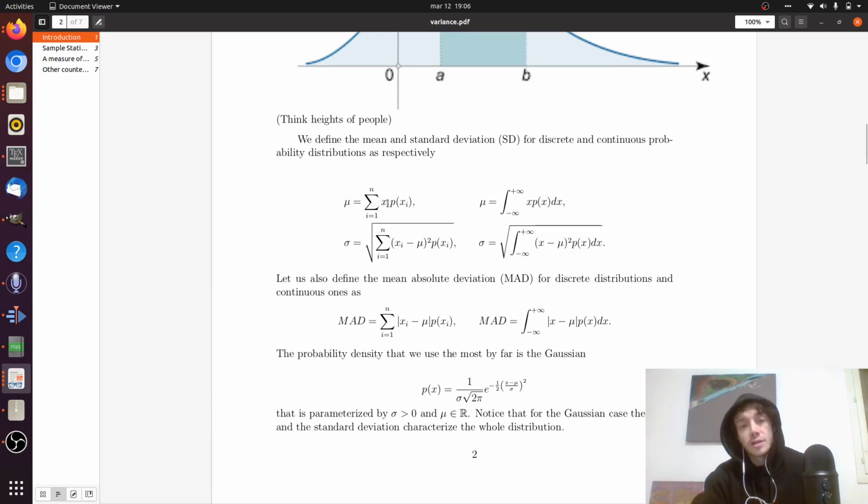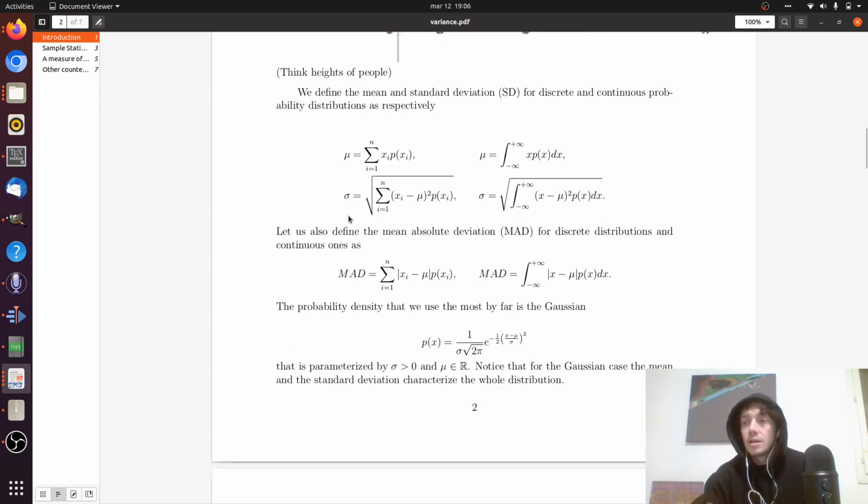And this is just a weighted sum of all the possible outcomes times the probability of that certain outcome happening. Now, along with a measure of the mean, of the average, we like to compute measures of variability. This is how spread out the data is going to be if I choose a certain probability density.